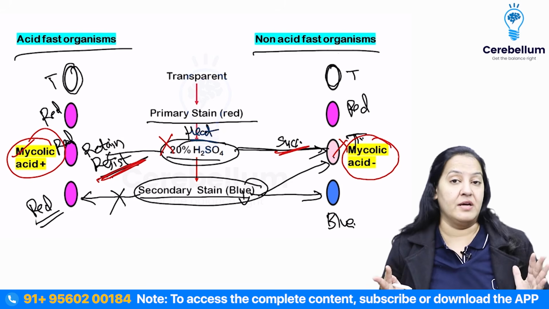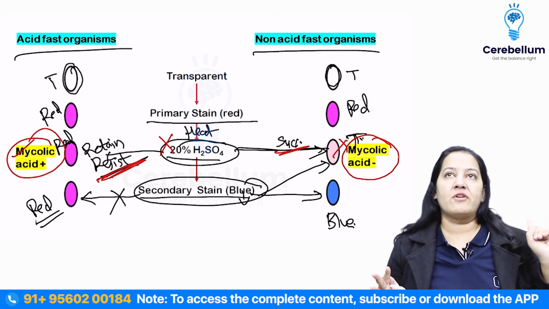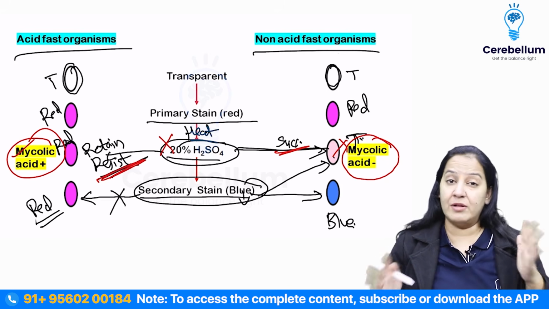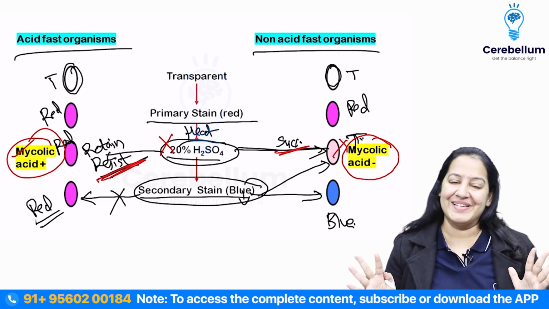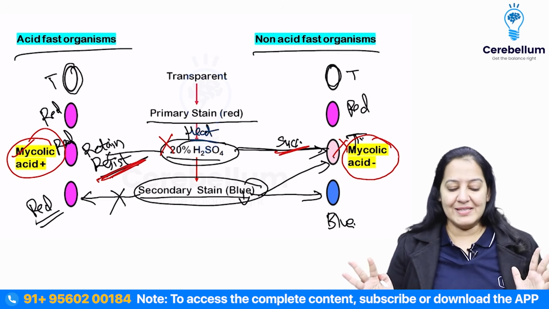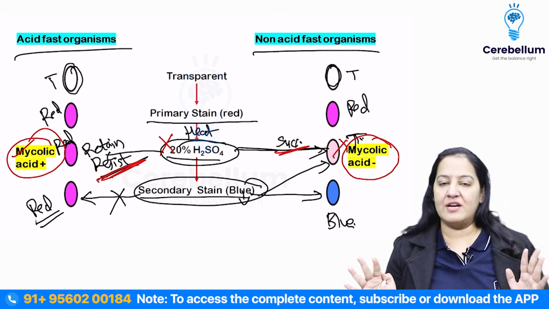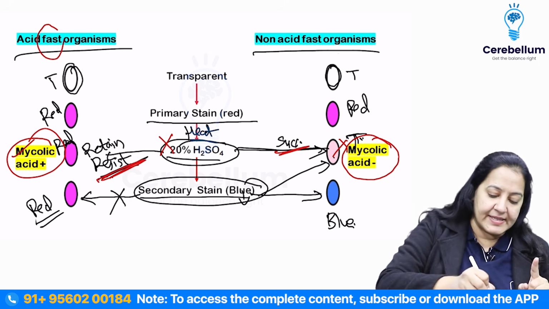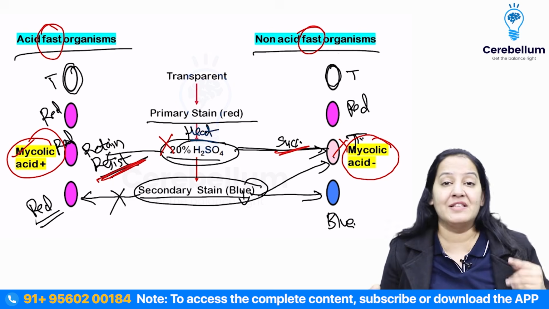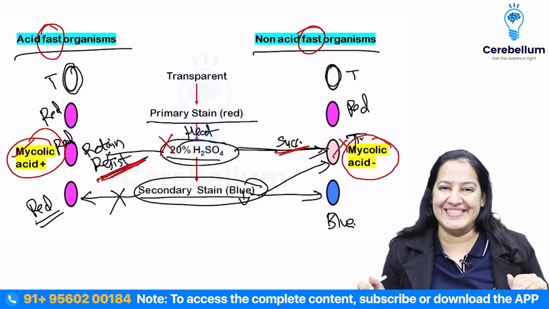If you compare the principle with gram stain, in gram stain it was the peptidoglycan content of the cell wall that makes the difference. And here it's the mycolic acid content of the cell wall that makes the difference. So this is how you can learn the differences. So this is acid fast and non-acid fast organism. What do you mean by the term fastness? It's not related to the speed, the slow, the fast. No, it's not like that, right?